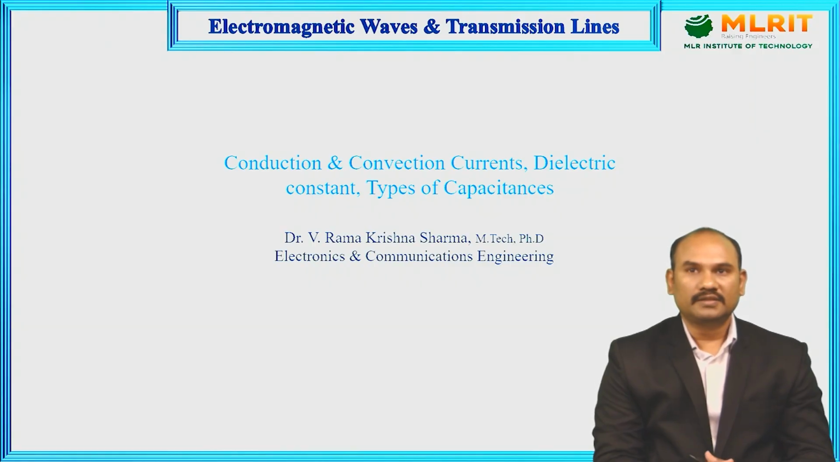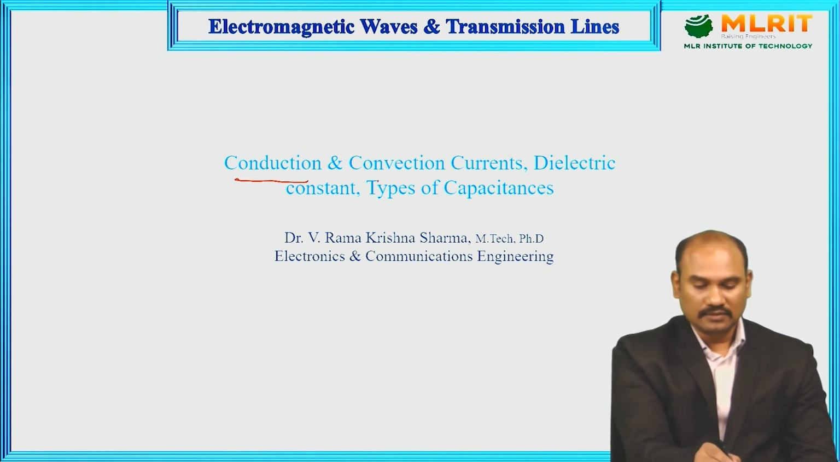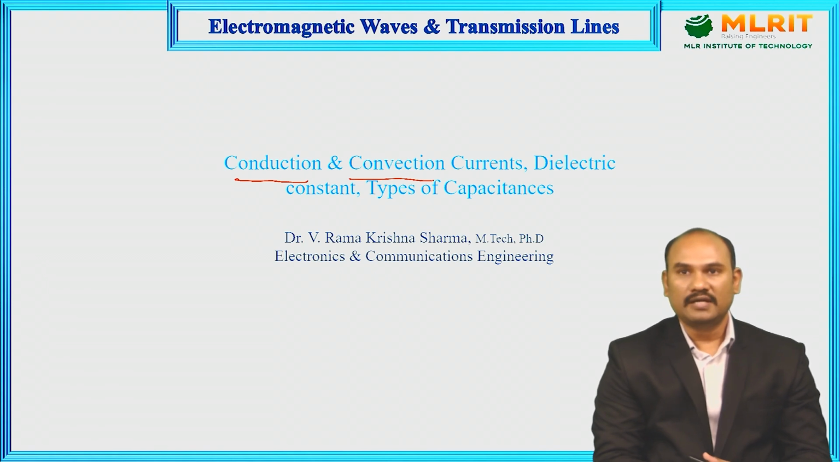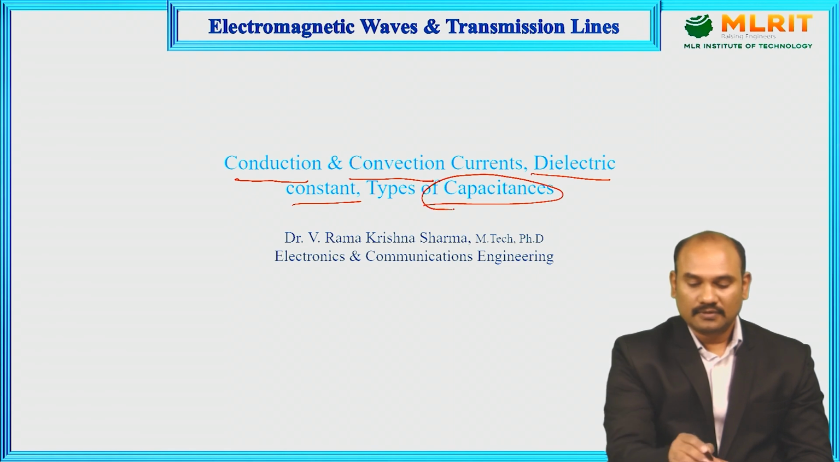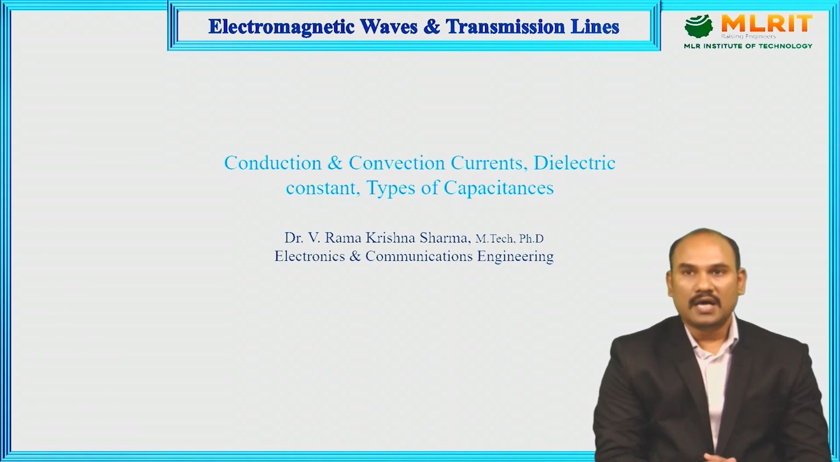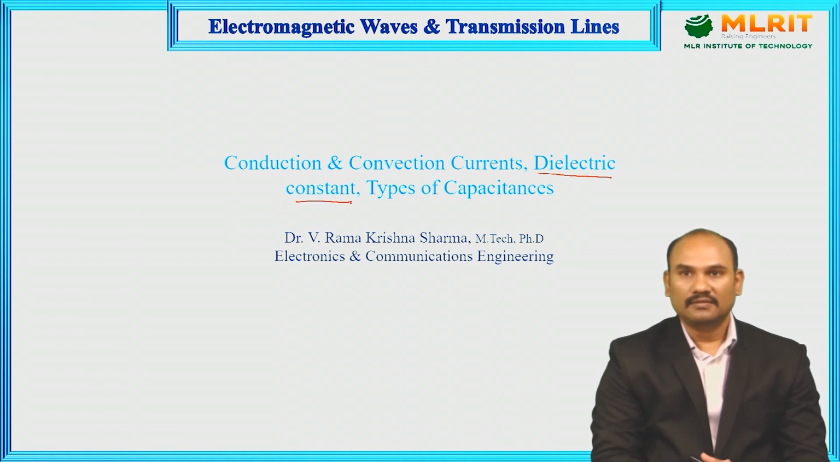Welcome to the subject Electromagnetic Waves and Transmission Lines. In this session, we shall be discussing the topics conduction and convection currents, then dielectric constant, then the different types of capacitances. These three are associated topics in the sense the dielectric constant is a property of a material.